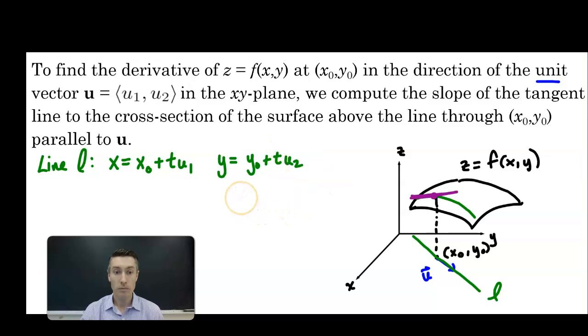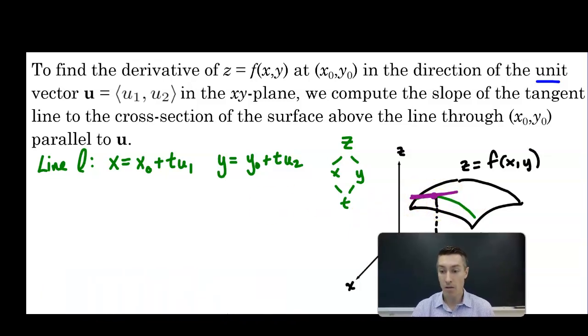u2. Okay, so now if we combine the line with the function, that creates the cross-section. And if we go one step further, that means that z is a function of x and y, where x and y are now functions of t. Well, that sets up really well to use the chain rule. To diagram this out, z was a function of x and y, which are now defined in terms of t. And that's what gives us the cross-section.